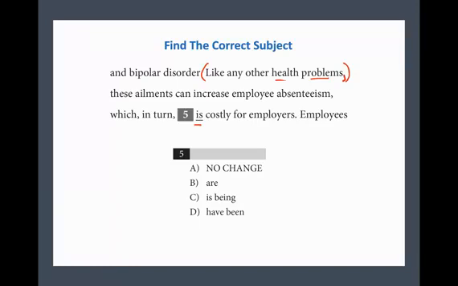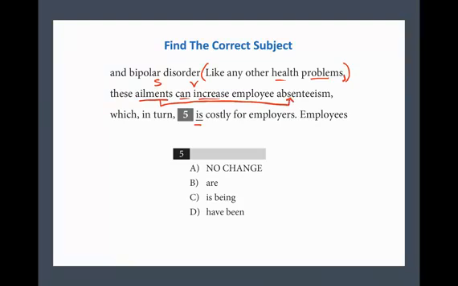These ailments can increase. Okay, I have a subject here, ailments, and can increase, a verb. So I have a subject-verb agreement earlier in the sentence. What I need to ask myself is, are the ailments also what's costly for employers? Well, a little bit indirectly, but it looks like the ailments are causing absenteeism.